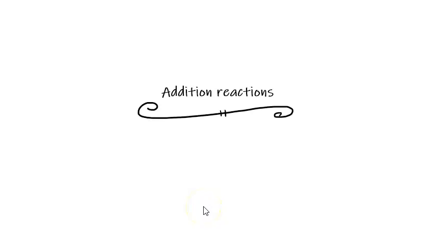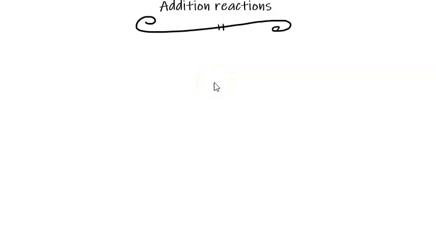Kia ora tātou. In this video we'll look at addition reactions and we'll break it into two categories. The first category is where we can only get one product, and the second category is where we will look at addition reactions where you can get two possible products.